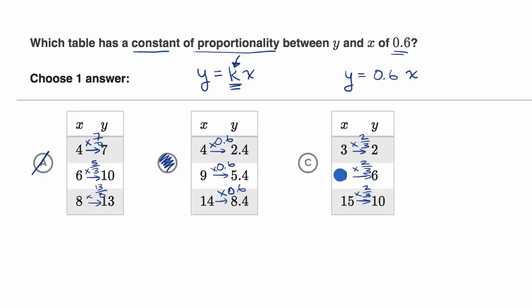So this is actually describing a proportional relationship, but our constant of proportionality here is 2/3, which, if you tried to express it as a decimal, would be 0.6 repeating. 2/3 is equal to 0.6 repeating. And so it is proportional, but does not have this constant of proportionality. So we like our choice B.